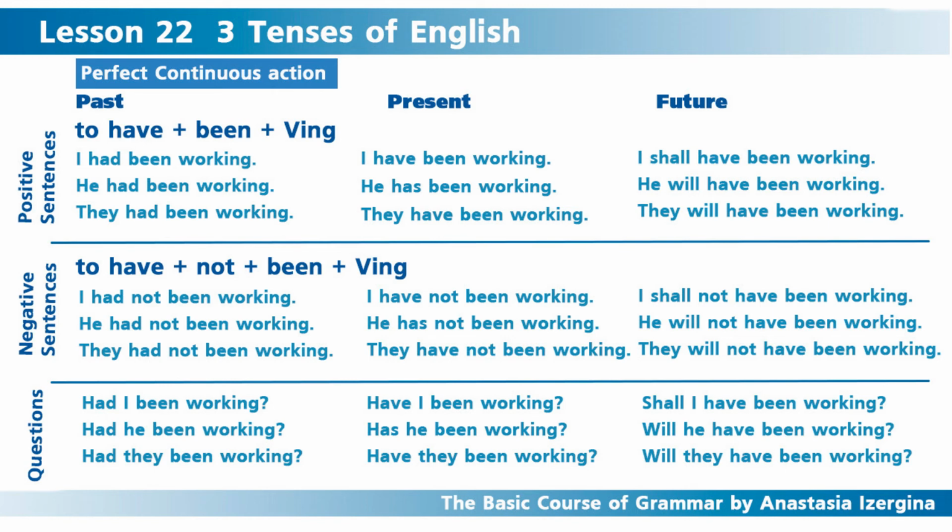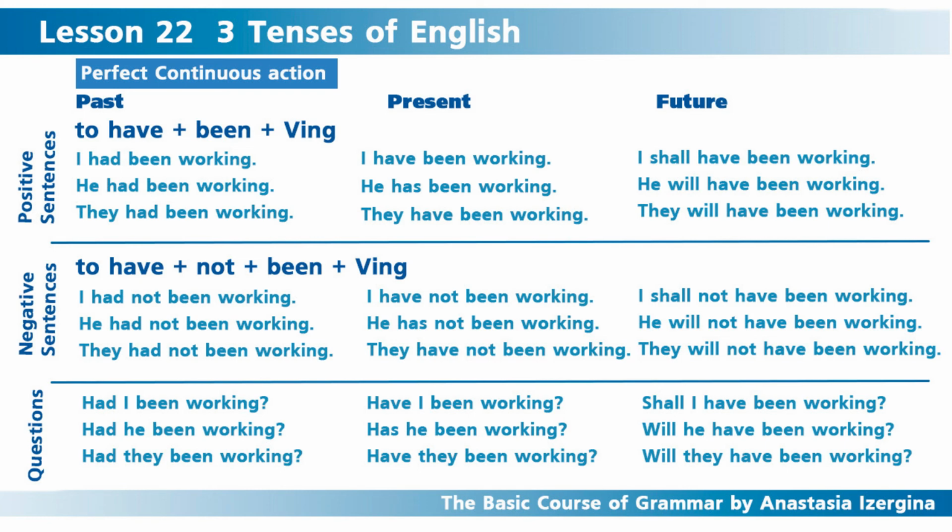So in past, the formula will sound the following way. I had been working. He had been working. They had been working. I have been working. He has been working. They have been working. In future, I shall have been working. He will have been working. They will have been working.